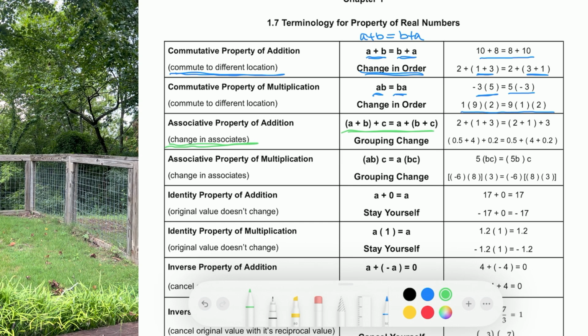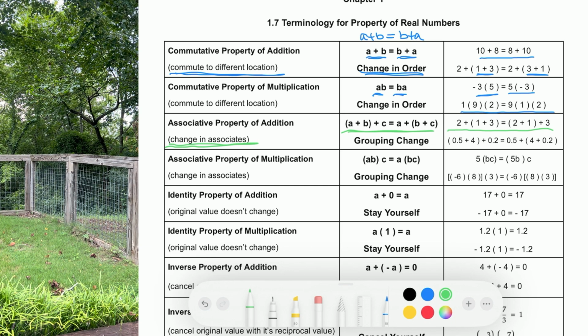So when we look at our rule here, A plus B is in parentheses, and then plus C is outside. So how did that left side change to what we see on the right side? Well, what changed is A is no longer roommates with B. B is now roommates with C, and A has a room all to itself. So we changed who was grouped with who.